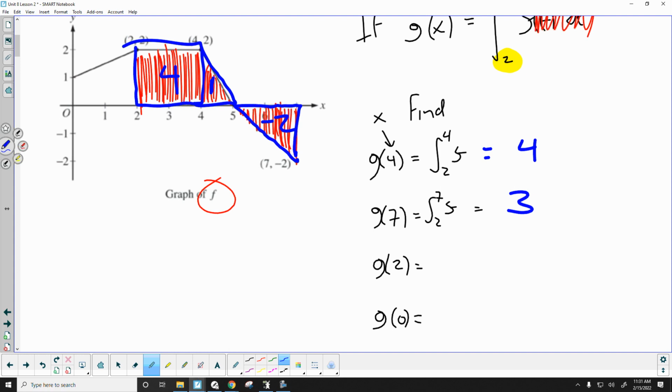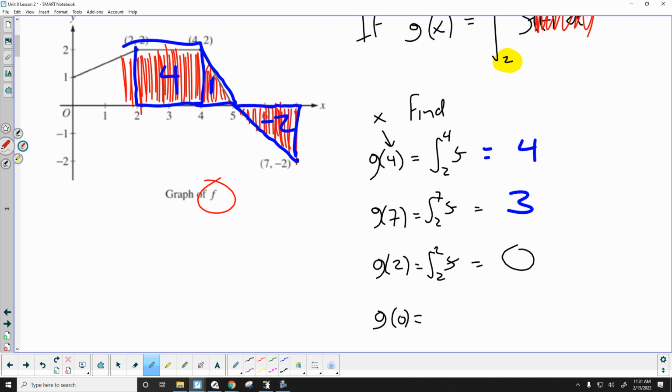Okay, what's g of 2? Easy. We now know that there's no time to accumulate anything, so we just get 0. Now, smarty pants, what's g of 0? -3 is correct.